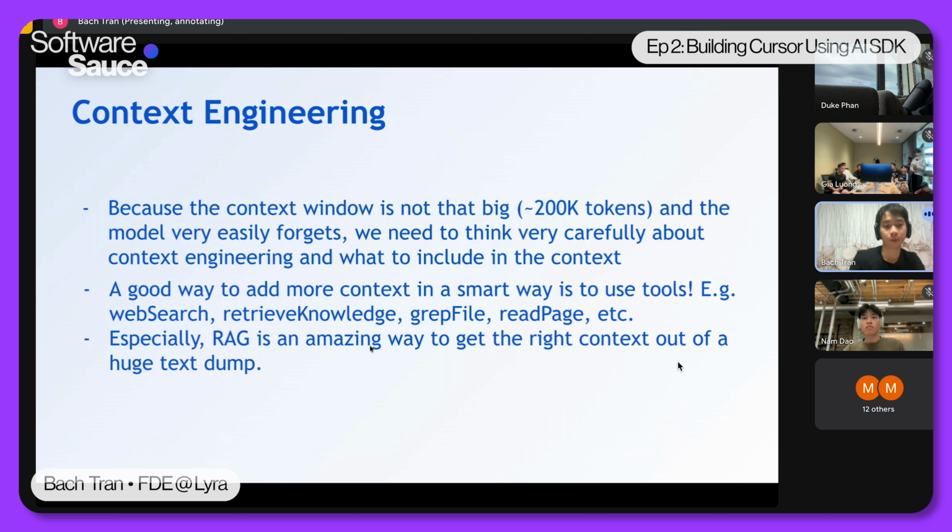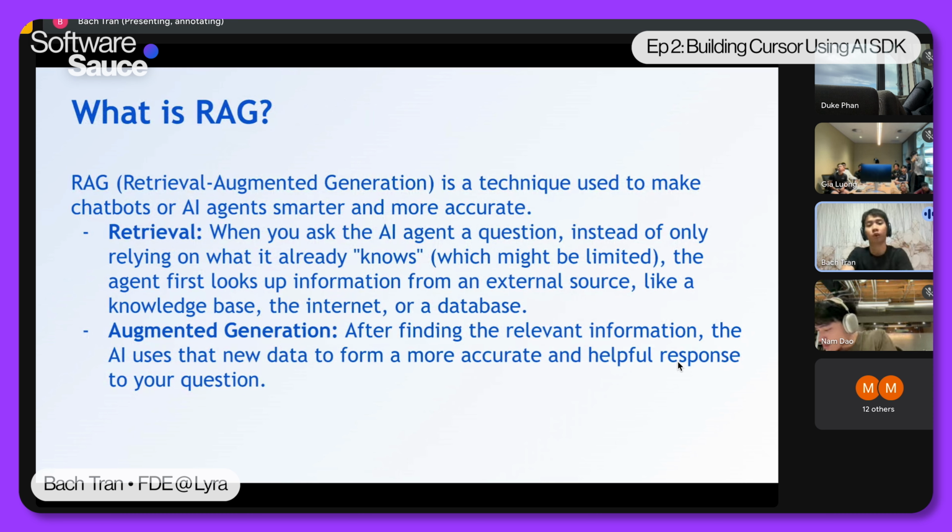Some examples include web search, retrieving knowledge, and grabbing files by keyword: it will grab all the files that contain the keywords we put in. Reading a page is a very simple but powerful context tool, especially nowadays. If you have heard of the word RAG, it's an amazing way to get the right context out of a huge text dump. I will also briefly explain what RAG is.